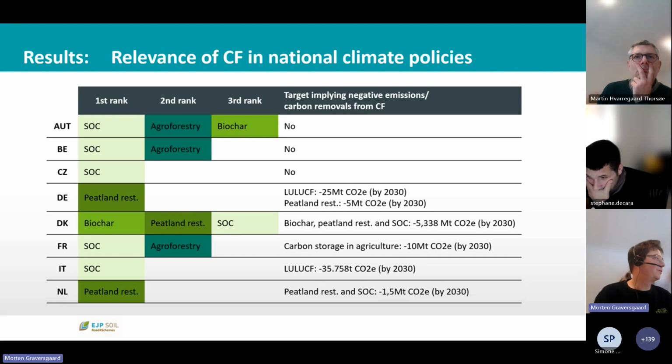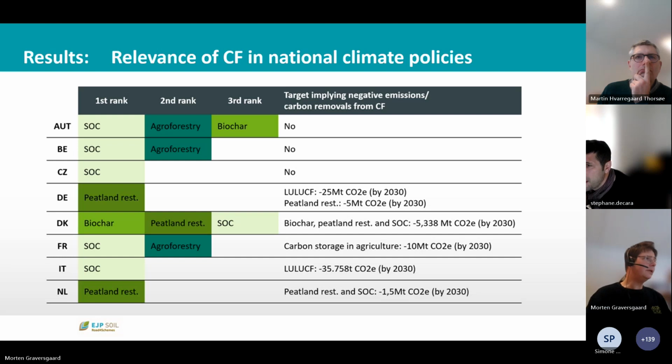So in 5 of the countries, the first rank was soil organic carbon, and in other countries it was peatland restoration. So a mixed picture, and Denmark is the only country where biochar was put as the first rank. So this also shows a mixed picture in terms of what kind of practices are put into these national climate policies in the land use sector.